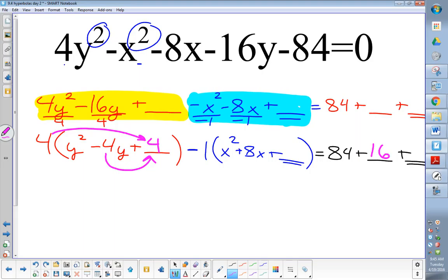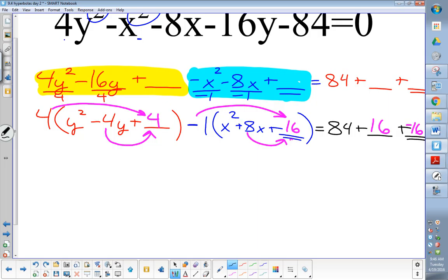Harrison, what about in this blue blank here? What do you think is going to go in this spot? 16. Half of 8 is 4, and 4 squared is 16, so we're going to put 16 there. But what am I going to write in the blank on the other side? Minus 16, because I'm going to, again, multiply by that negative 1 that we factored out, and it's going to become a negative 16 out in front. That's really key here.